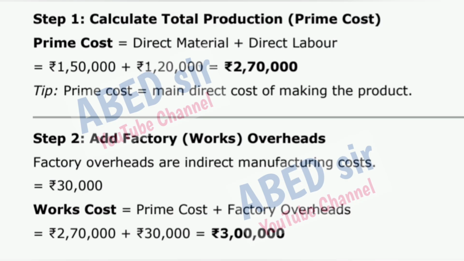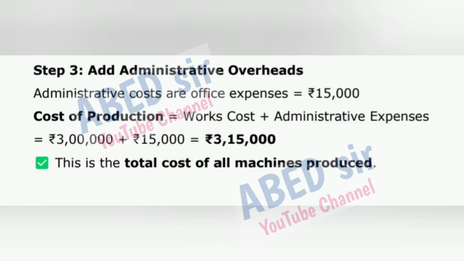Step 2. Add factory, works, overheads. Factory overheads are indirect manufacturing costs, equals 30,000 rupees. Works cost equals prime cost plus factory overheads, equals 2,70,000 rupees plus 30,000 rupees, equals 3 lakh rupees. Step 3. Add administrative overheads. Administrative costs are office expenses, equals 15,000 rupees.